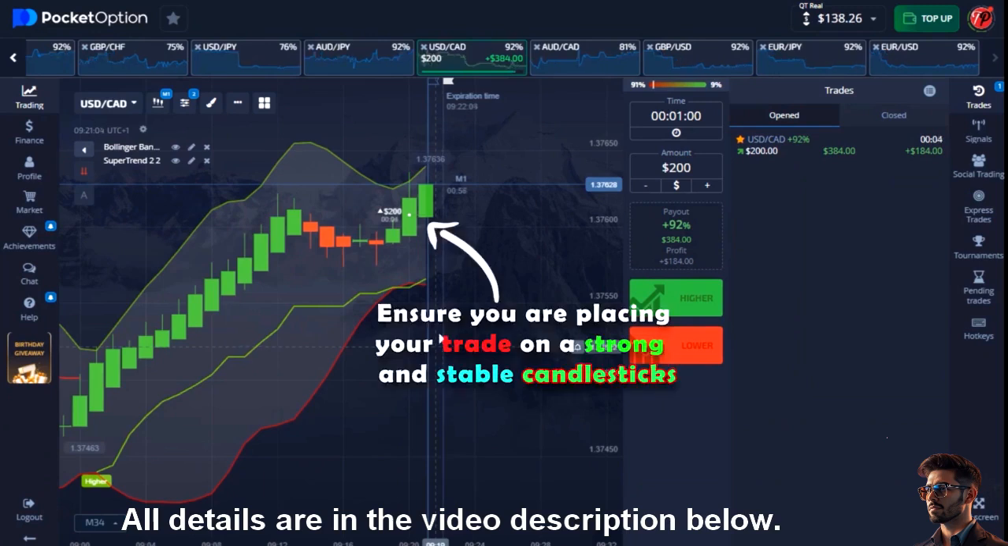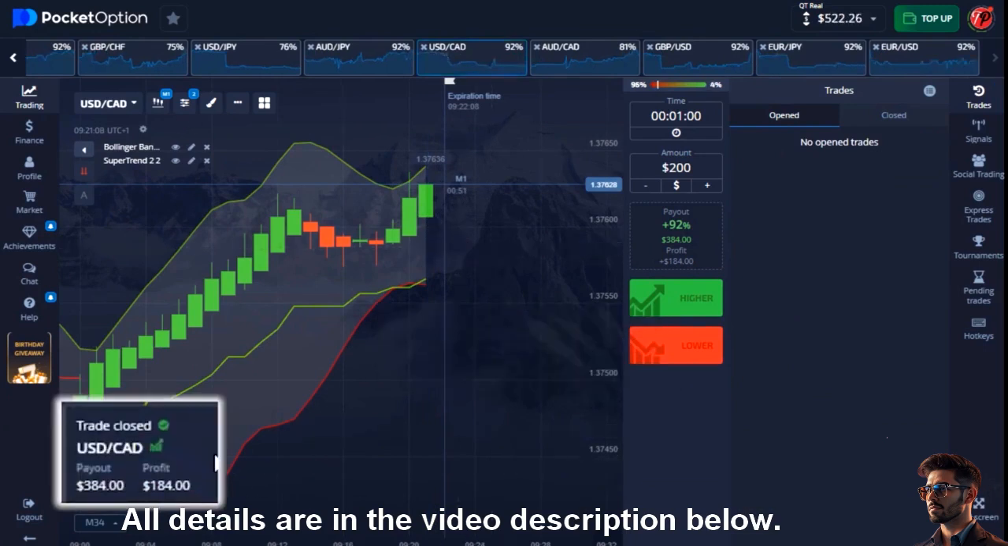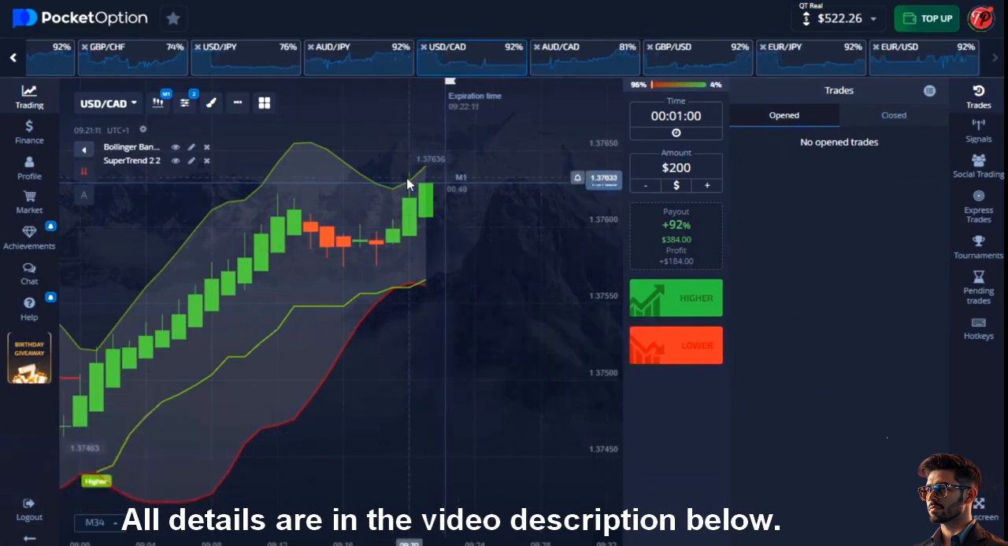Another thing is to always make sure that you're placing your trade on a very strong candlestick. Okay, as you can see, we're in the money on that. Always make sure that you're placing the trade on a very strong candlestick. It's very important.